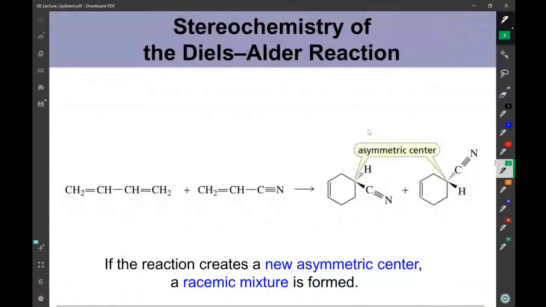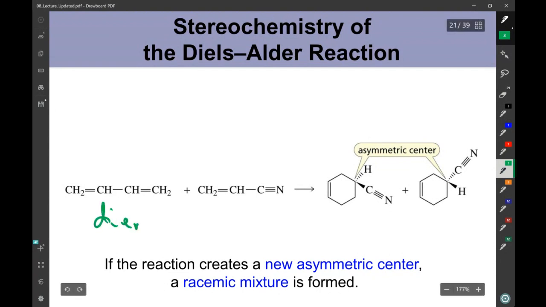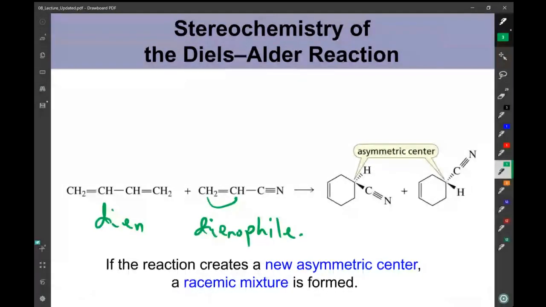Now, in terms of the stereochemistry of the Diels-Alder reaction, this is the section of the class that will help us finish answering the question we started last time. Now we have our diene. This is the diene because we have the double bonds, and this portion of the molecule will be our dienophile, meaning the guy that loves the diene.